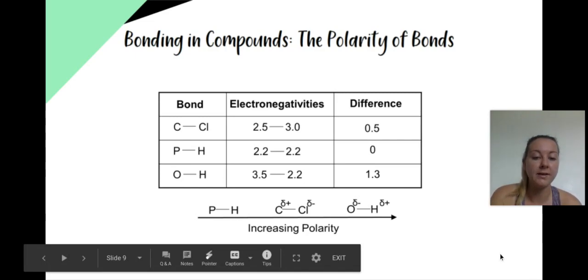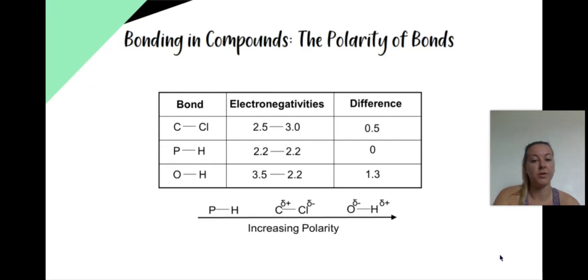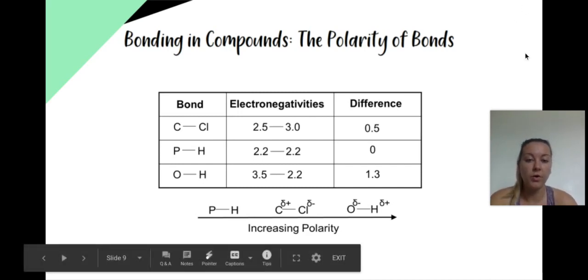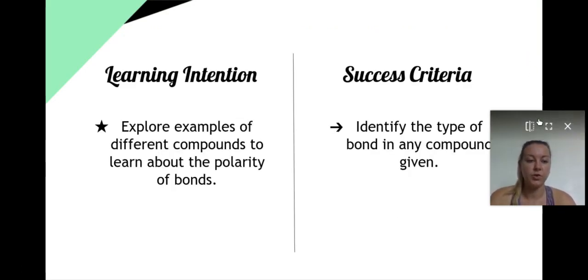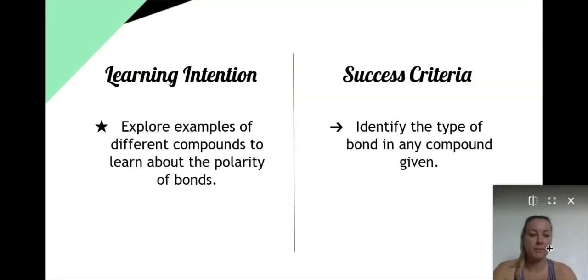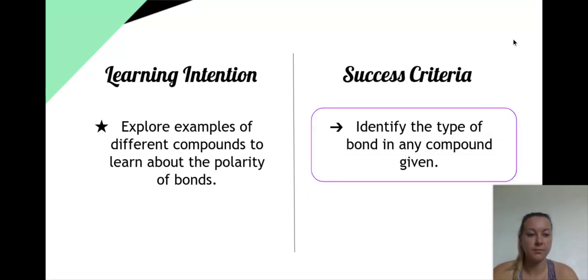If, however, we were asked to put these in an order of increasing polarity, then we would start with the lowest difference, then the next highest difference, and then the highest difference in electronegativity. So it's all about the difference in electronegativity. That is what we're always looking for. So we wanted to be able to identify the type of bond in any compound given. Let's work through some of our questions, and hopefully if we get all the answers correct, we can say that we have achieved our success criteria for this lesson.